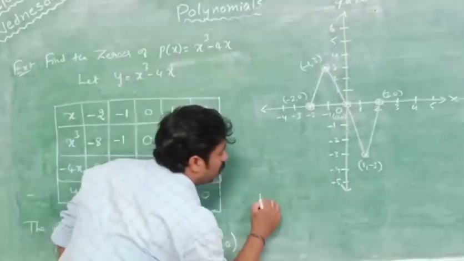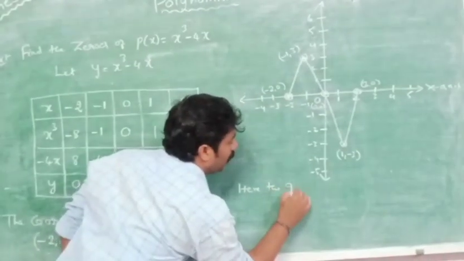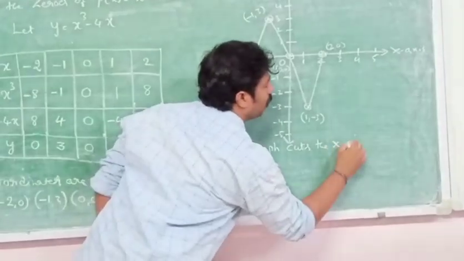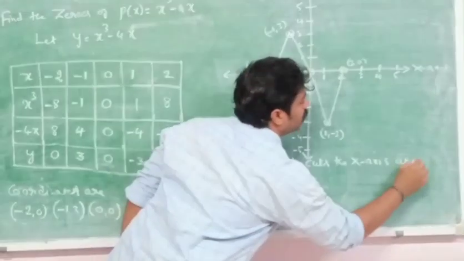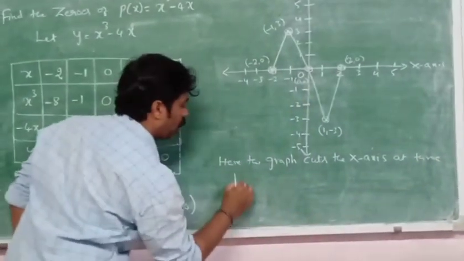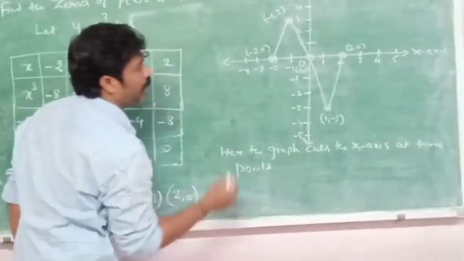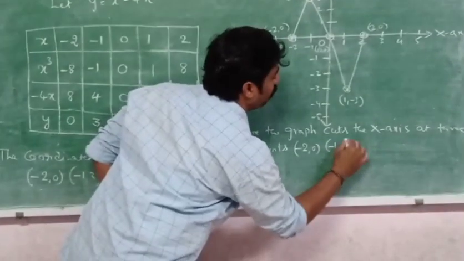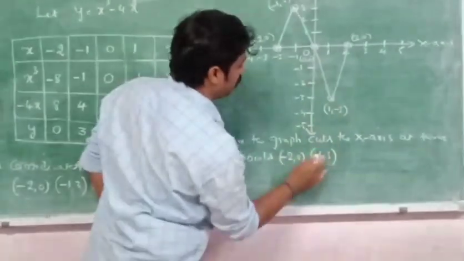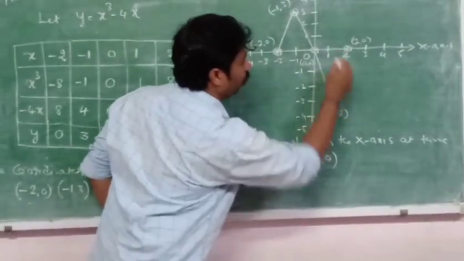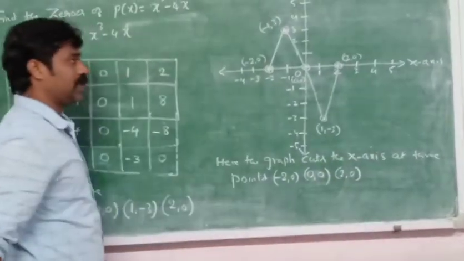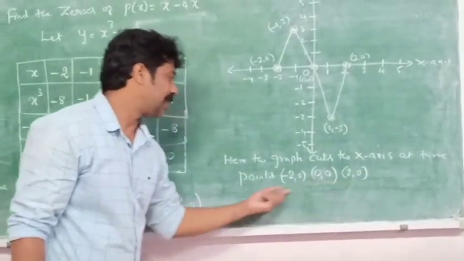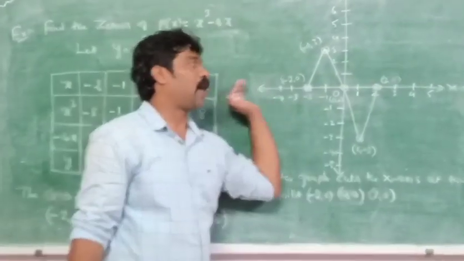So what can we conclude here? The graph cuts the x-axis at 3 points. What are the points? Minus 2 comma 0, 0 comma 0 and 2 comma 0. So these are the 3 points where the graph cuts the x-axis.